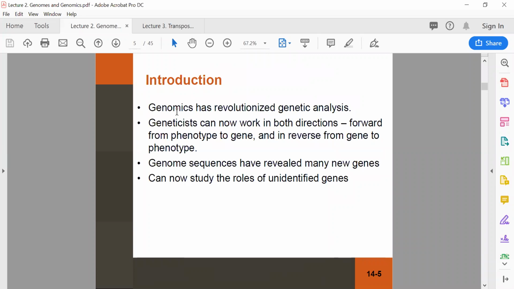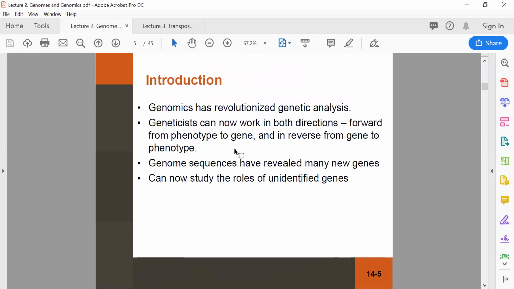So far, in this subject, you've probably looked at what they call a forward approach to genetics, and that's called forward genetics. And that means that you look for a mutant phenotype in an organism.